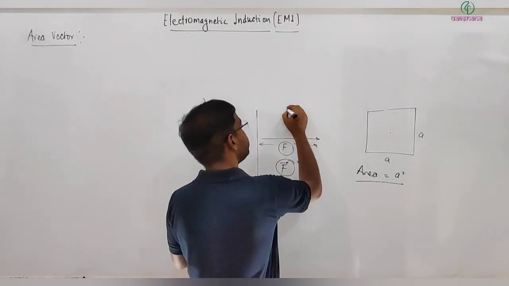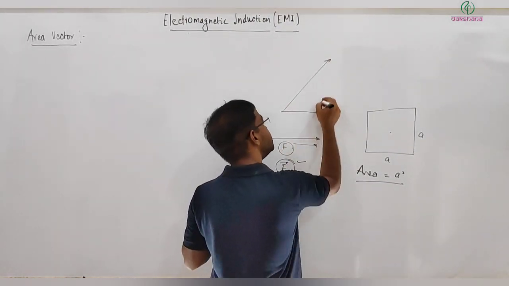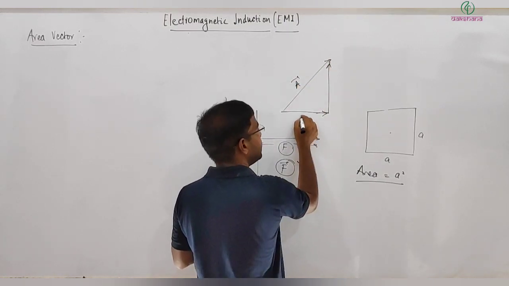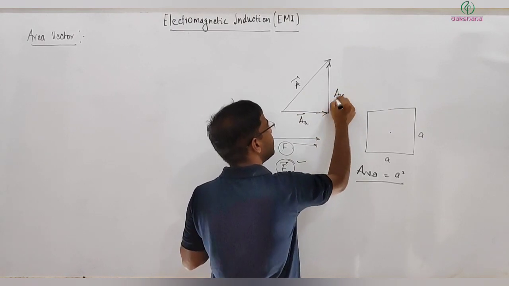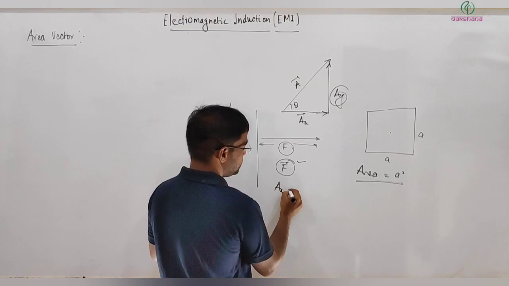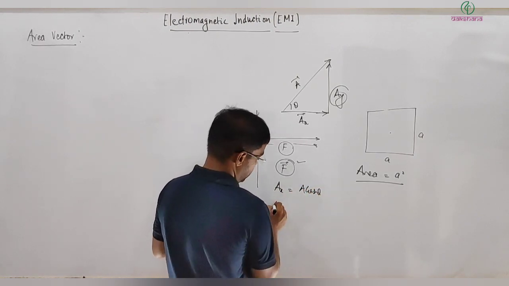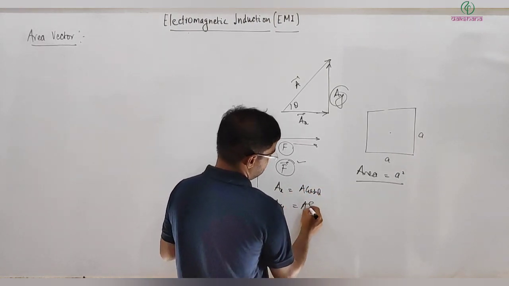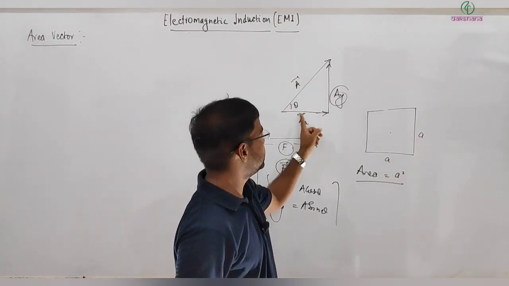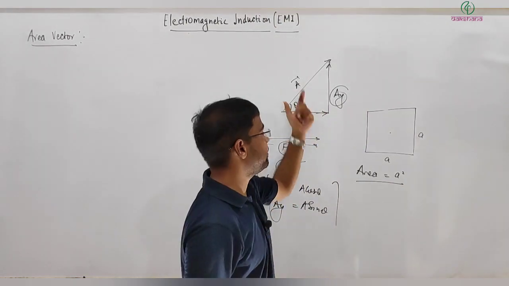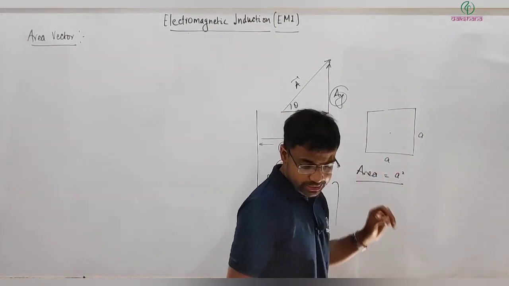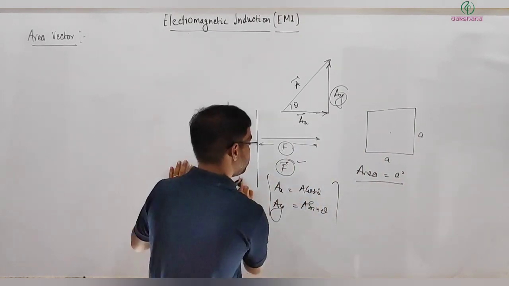It helps you in understanding, just like a normal vector. If I have one vector, then I can resolve it into two components. Let's say this is a vector A, then I can write Ax and Ay. This is theta, so Ax is equal to A cos theta, and Ay is equal to A sin theta. Two perpendicular components of any vector can be resolved, and exactly in the same manner we can resolve this into components.